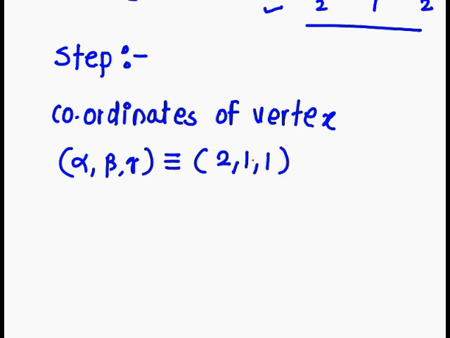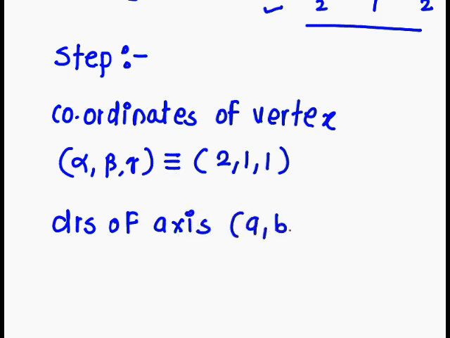One more thing, indirectly they are given, that is the DRs of an axis. So what are the DRs of an axis? Here the DRs of the axis, a, b, c, are indirectly given, that is nothing but the DRs of the line which is parallel to the axis. So it is 2, 1, 2. So this is the information they have given in the problem. Now we need to find the angle between the two lines, that is the semi-vertical angle.